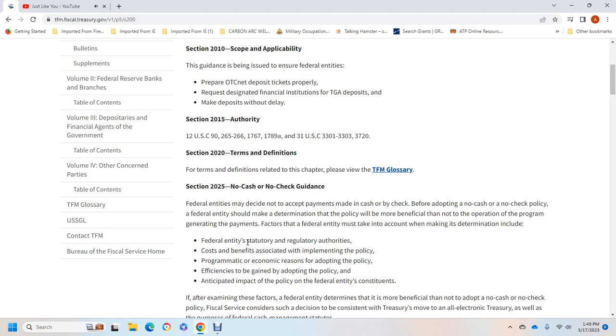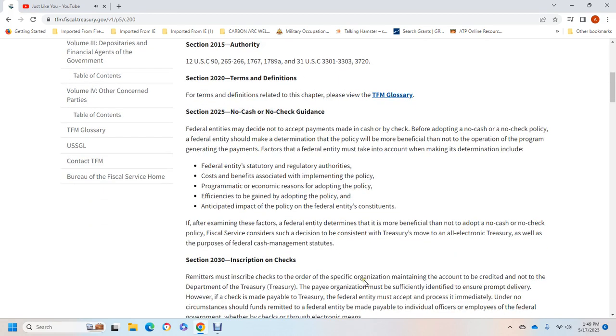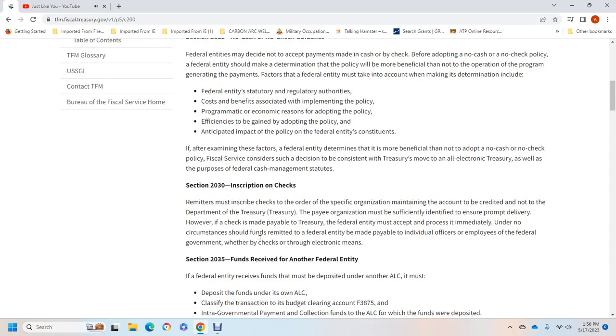The factors a federal entity must take into account when making this determination include the federal entity's statutory and regulatory authorities, cost benefits associated with implementing the policy, economic reasons for adopting the policy, efficiency gained by adopting the policy, and the anticipated impact of the policy on the federal entity's constituents. If after examining the factors, a federal entity determines it's more beneficial not to adopt a no cash or no check policy, officials should consider the decision consistent with the Treasury move to all electronic Treasury, as well as for the purpose of federal cash management statutes.